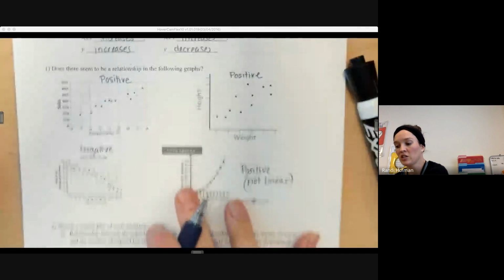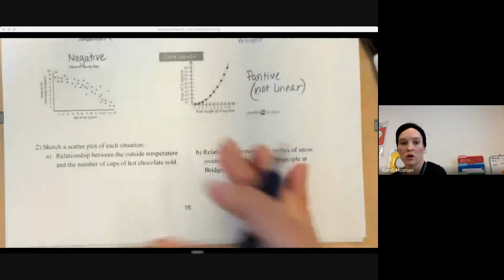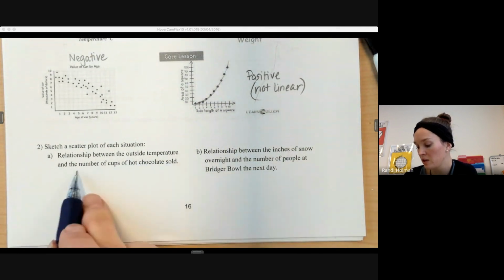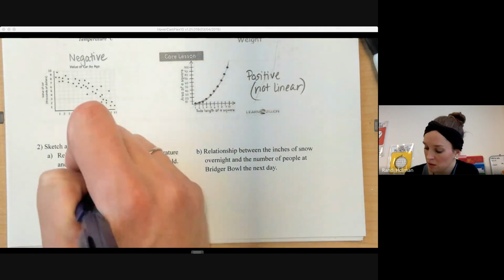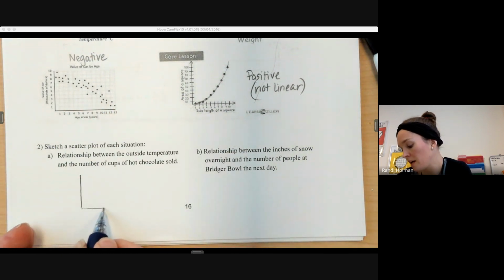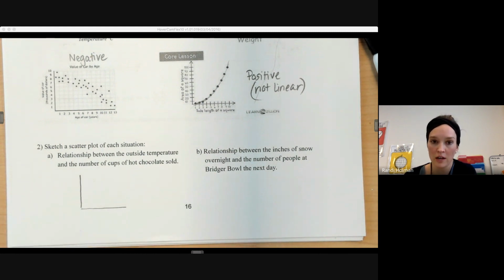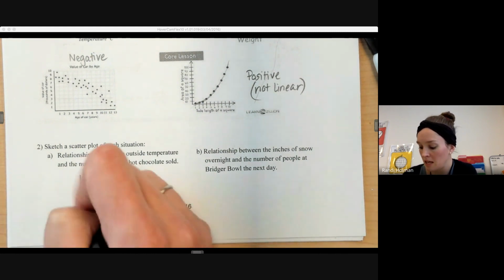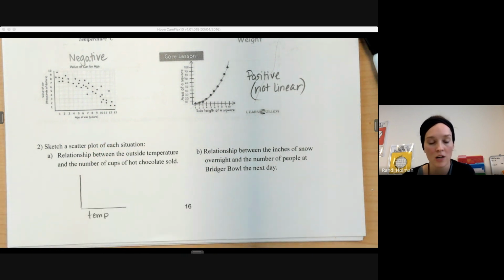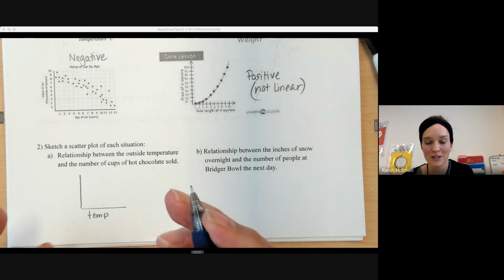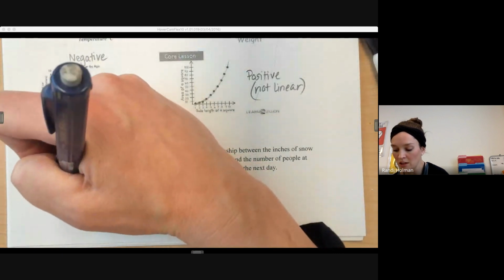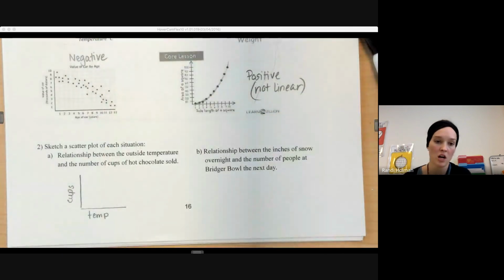Okay, so let's practice actually making some of our own scatter plots of what a relationship could look like, thinking about that correlation. So we're going to sketch a relationship between the outside temperature and the number of cups of hot chocolate sold. So we always want to be thinking, what is our dependent, independent variable? So here, if we're looking at temperature and cups of hot chocolate, your temperature is going to be the independent thing. That is not going to change based on how much hot chocolate, right? More hot chocolate sold is not going to affect the temperature. The temperature is what it is. And then we're looking at, does that have a relationship with your cups of hot chocolate?